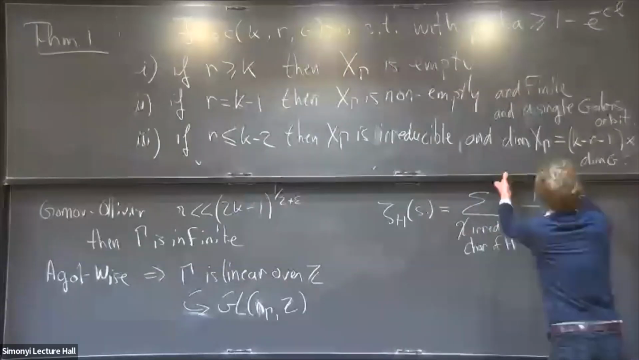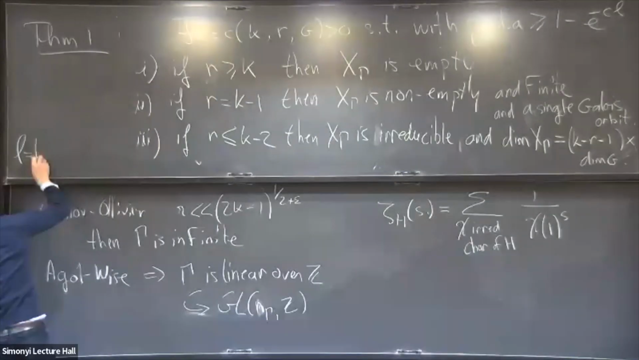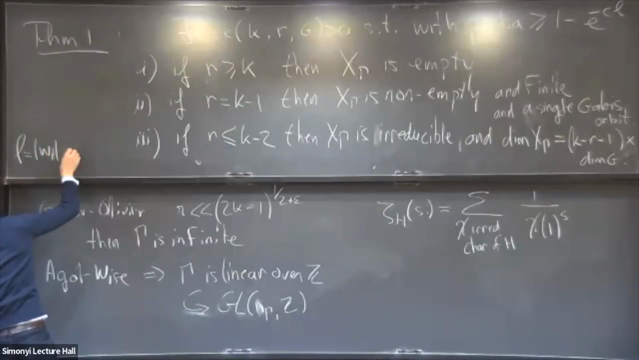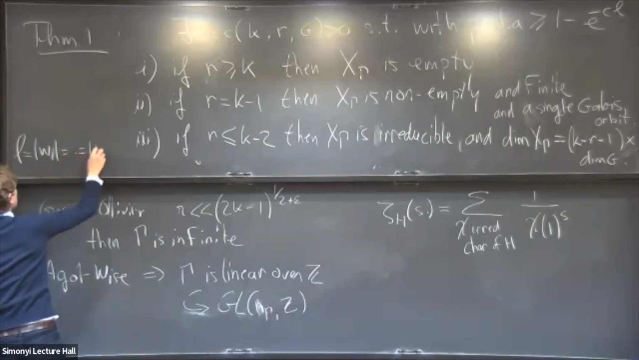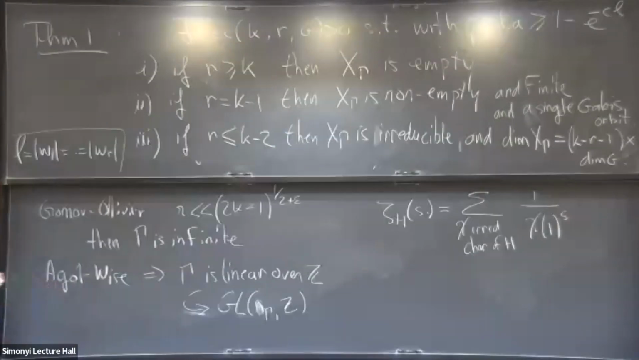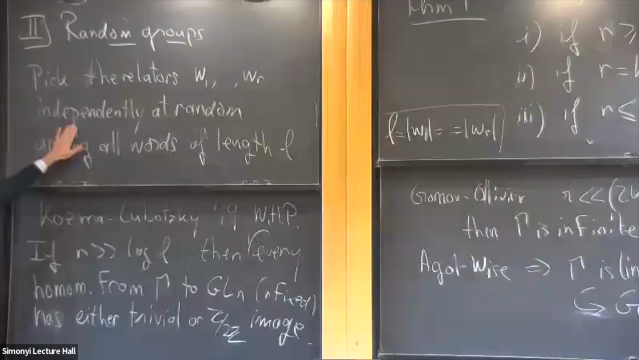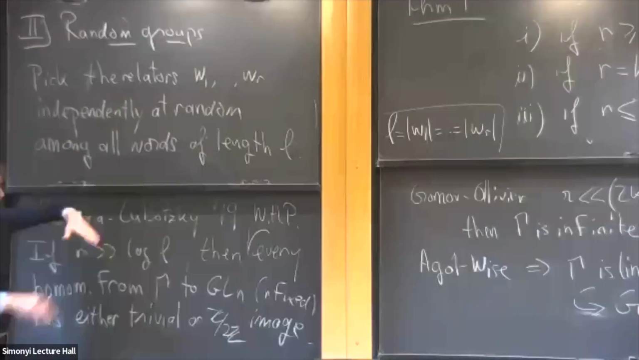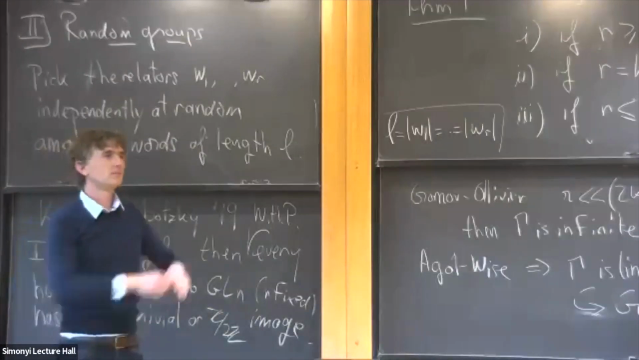Sorry, I cannot read the probability. You say probability 1 minus exponential to the power minus CL. So what is L here? L is the length of the relators. So you pick the relators at random, as words in the free group of length L.